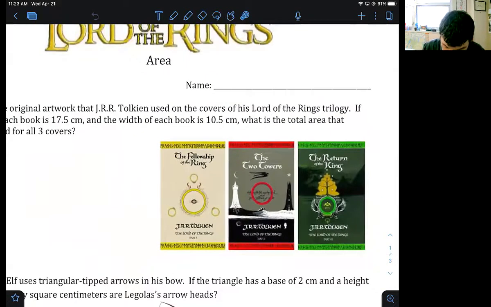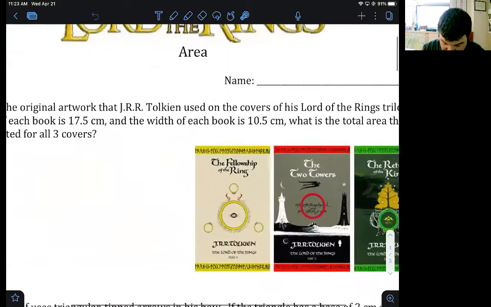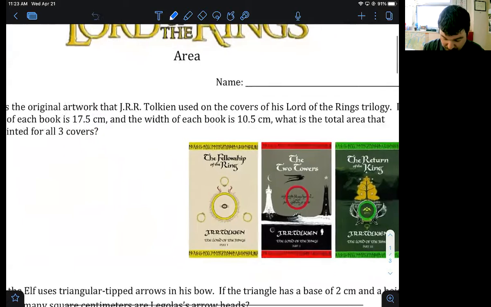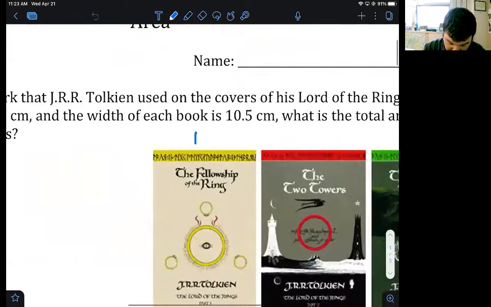Okay, so it says that the width of each book is 10.5 centimeters and the length of each book is 17.5 centimeters. It wants to know what the combined area is. Well, you could find the area of all three, or you can combine it together. It's up to you. Each width, it says, is 10.5. Each length is 17.5.